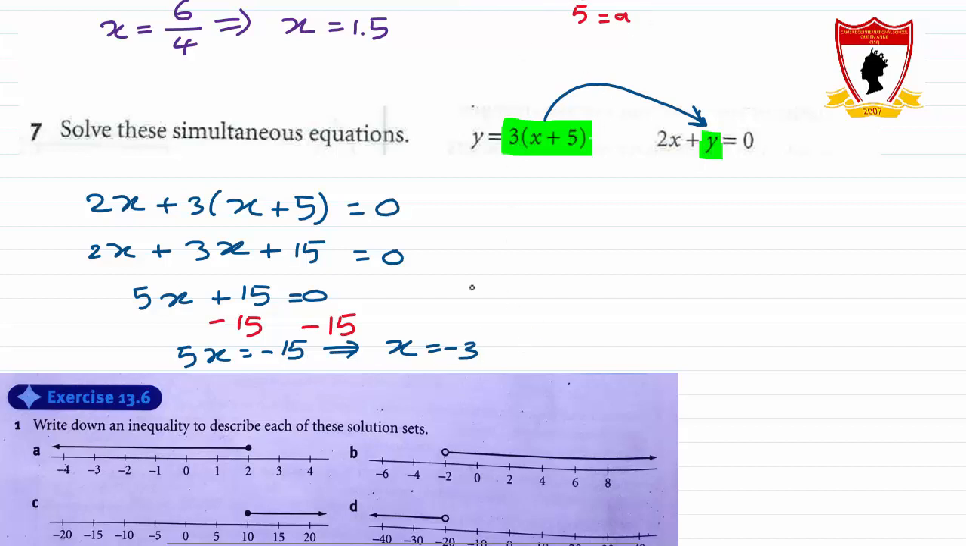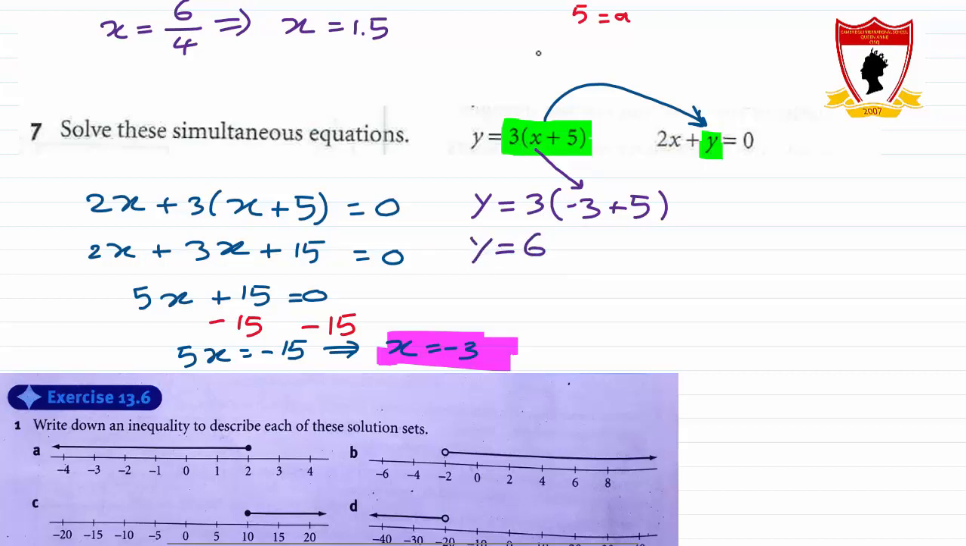Okay, let's keep this to find y. Now I'm going to put negative 3 in place of x, and I'm going to work out the value of y. It's okay to use any of the equations, so usually use the easier one. Here, I see this one is easier. y equals 3 times x, which is negative 3, plus 5. X is negative 3, I got it from here. Negative 3 plus 5 is 2. And 2 times 3 is 6. So y is equal to 6 is the value of y.